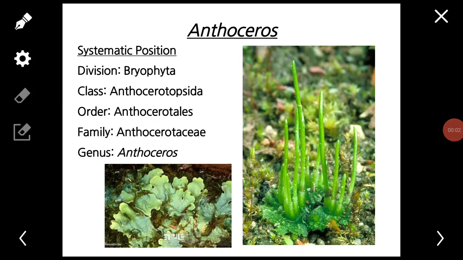Hello students, today we will study the next plant of bryophytes, that is Anthoceros.